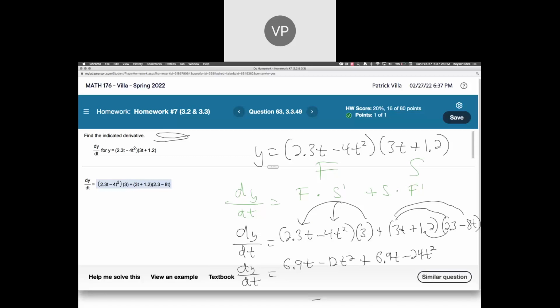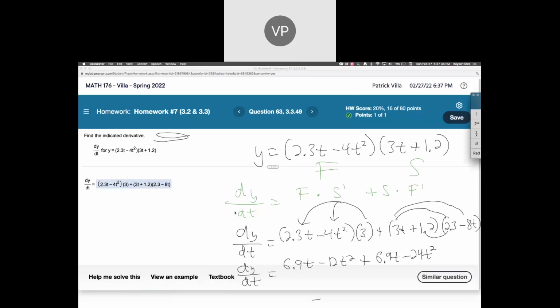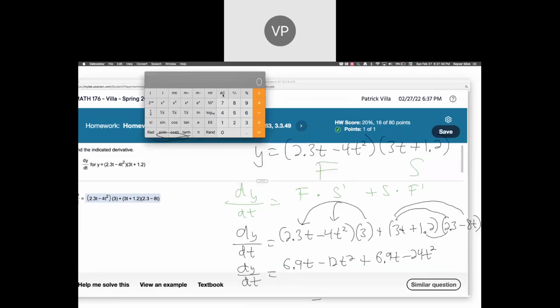I do that. I'm going to use my calculator because I don't want to try to do this in my head and get it wrong. So I'm multiplying the 1.2 times the 2.3. Oh, there it is. Sorry, had it off screen. Okay, 1.2 times 2.3, 2.76. And then last, we multiply 1.2 times negative 8t. That looks like that's going to be a negative 9.6t.